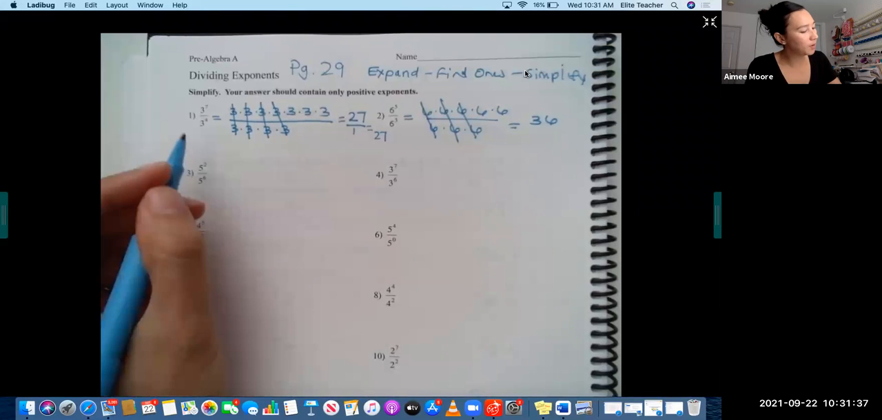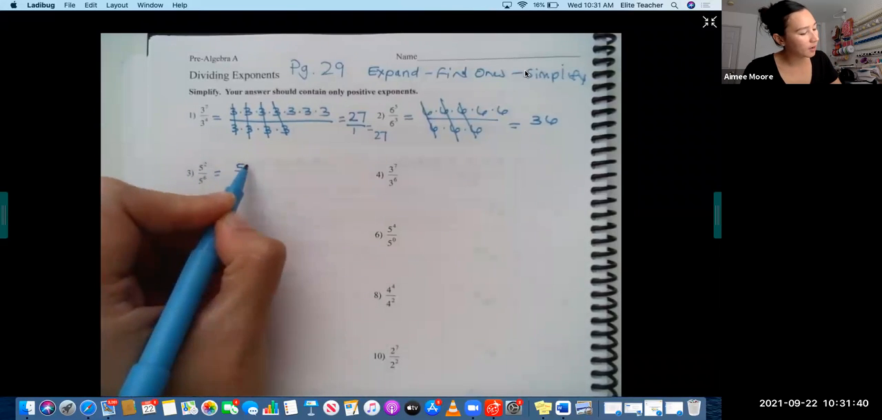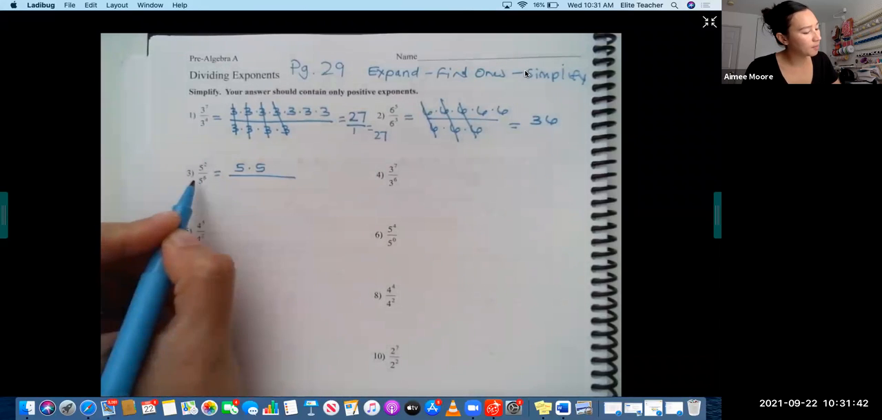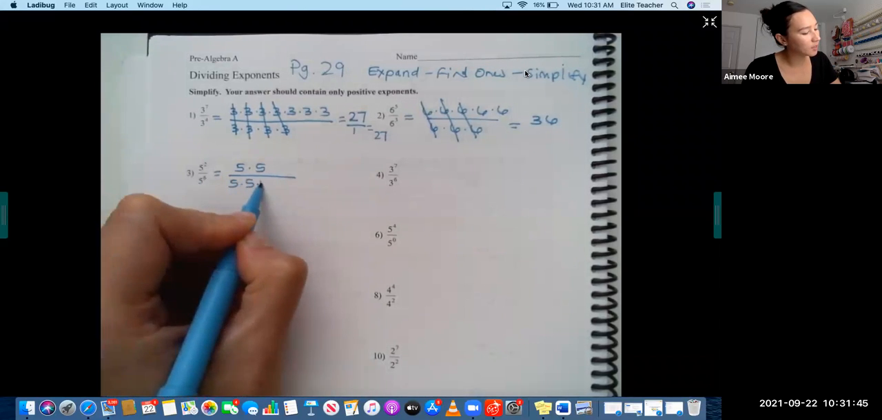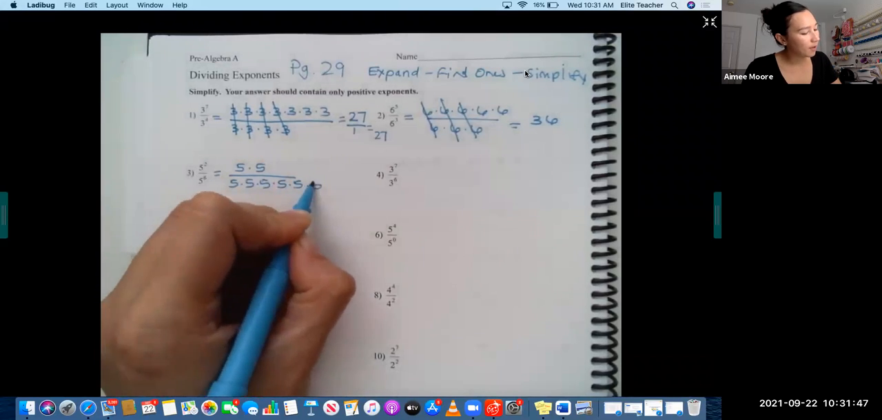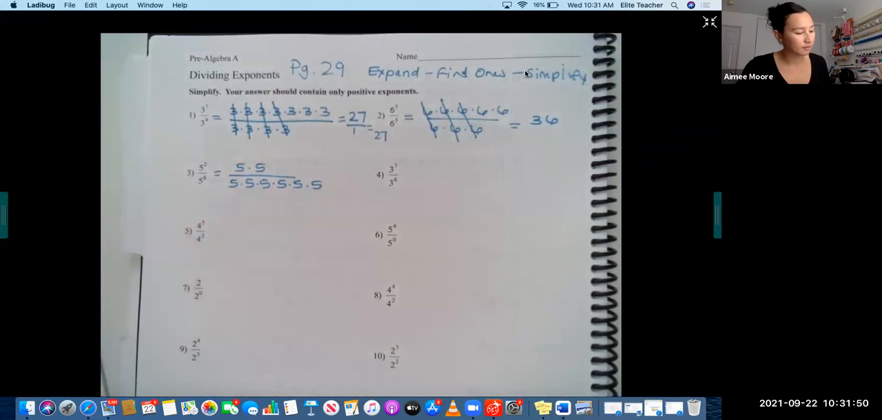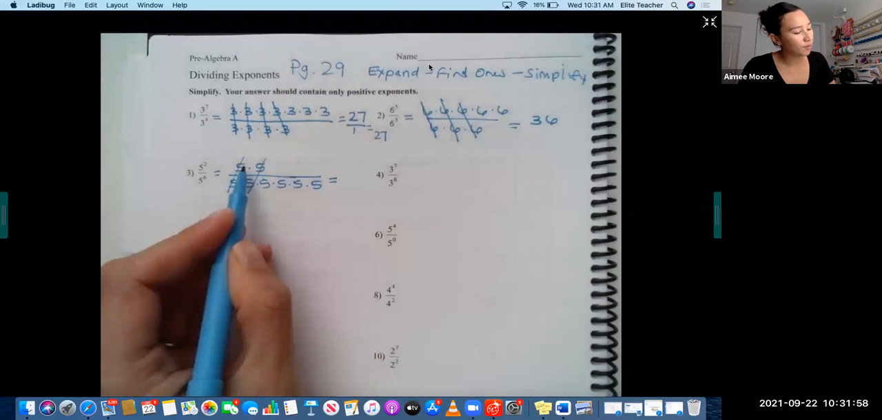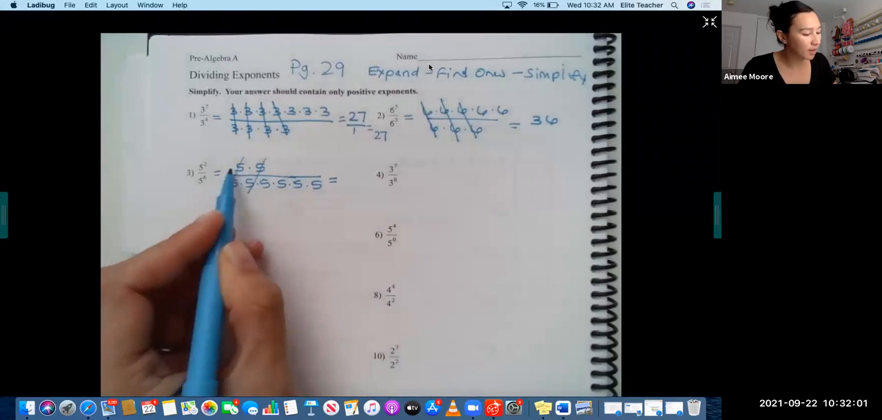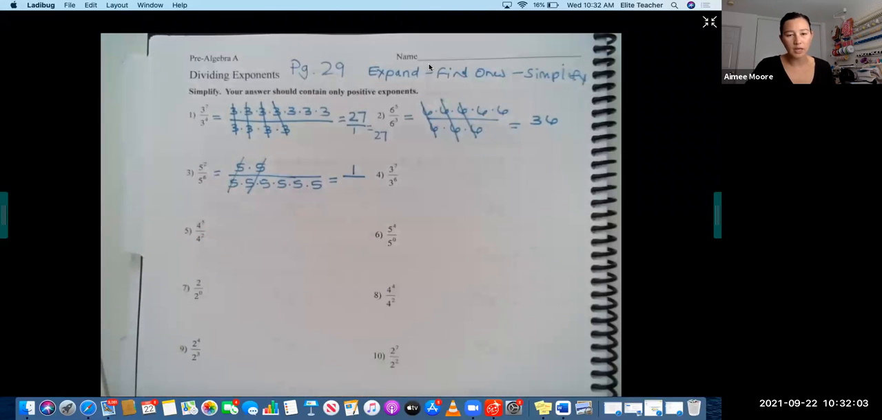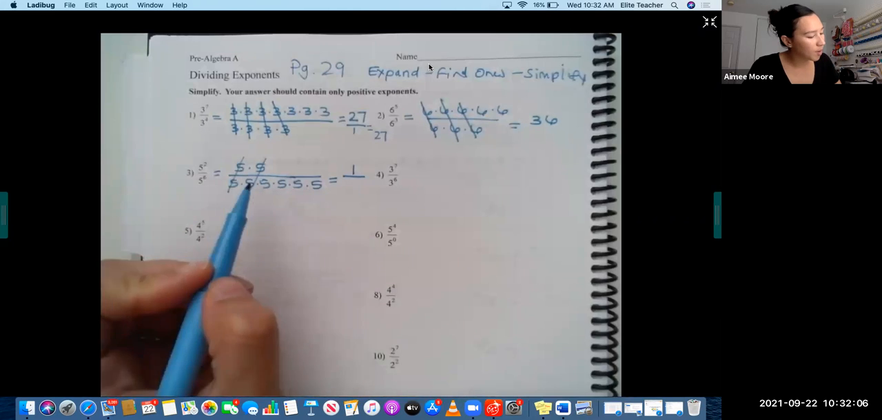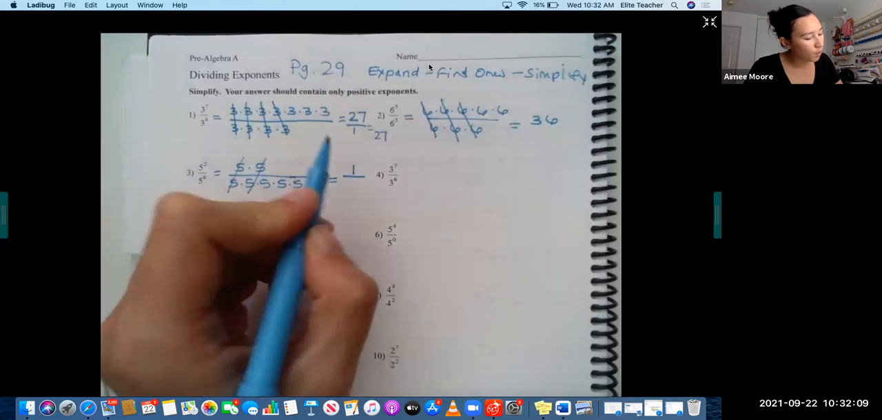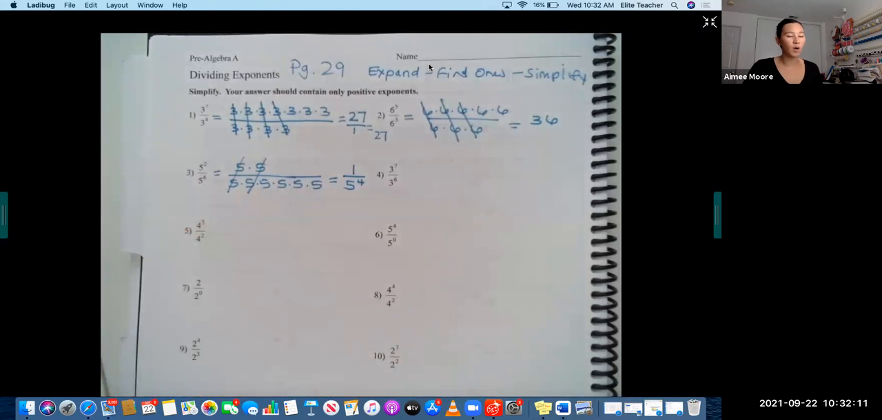Okay, I will do one more. 5 to the 2nd power. That's 5 times 5 on the top, divided by 5 to the 6th power: 1, 2, 3, 4, 5, 6. So we cross off our ones, and this is where we have to be careful. Remember, even when everything crosses off in the numerator, there's still a 1 on the top. So you have to hold the place with the 1. And then on the bottom, we have 1, 2, 3, 4, 5. So we'll leave it in exponent form. 1 over 5 to the 4th power.